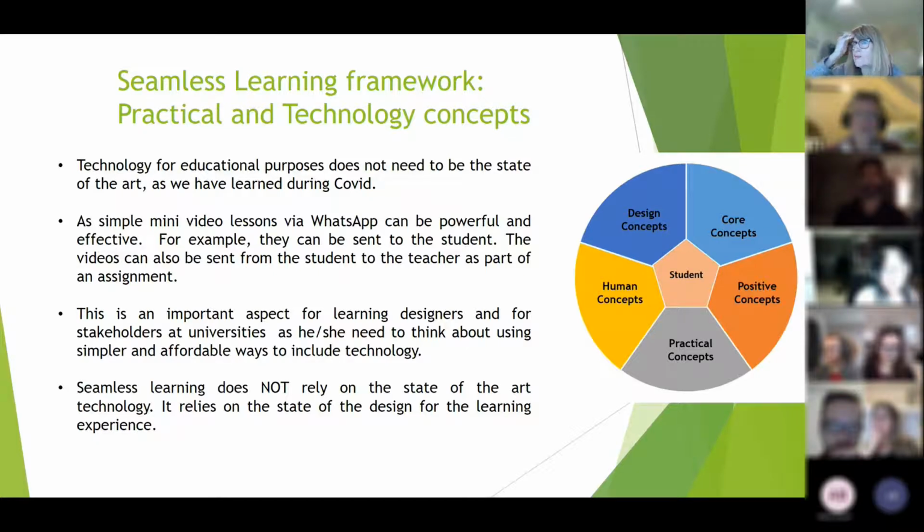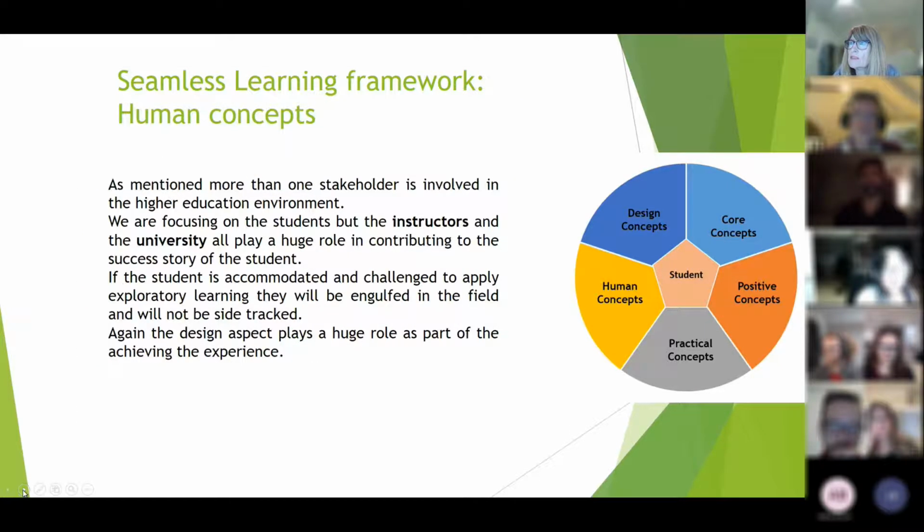And then seamless learning does not necessarily rely on technology, but it's a part of it. And then obviously access to other things like data and, you know, practical aspects. Right, and then the human concepts. These are the stakeholders that are involved in the higher education environment. And here we're focusing on the student, but we're also focusing on the instructor and the university.